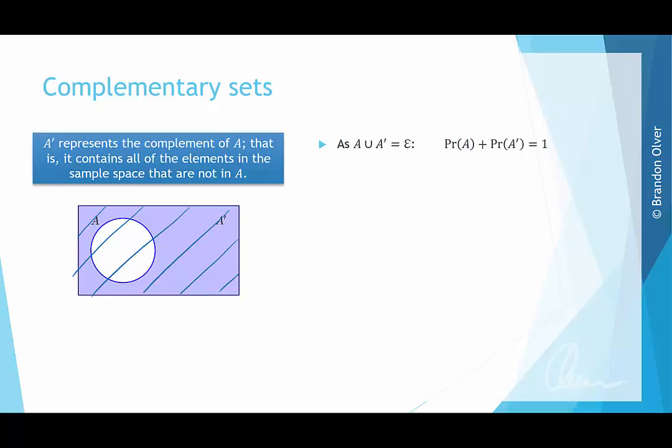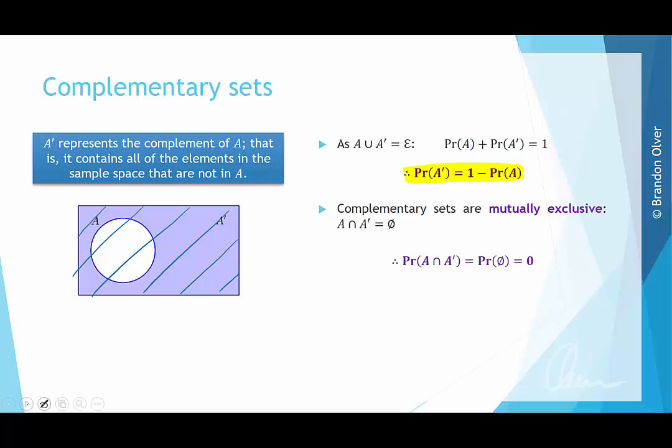We can say that the probability of A plus the probability of the complement of A is equal to 1. And this gives rise to a really, really useful formula: the probability of the complement of A is equal to 1 minus the probability of A. Or you could even say the probability of A is equal to 1 minus the probability of the complement of A. Whatever way you want to think about that. Complementary sets are also mutually exclusive. So that means that A intersecting A dash is the null set. Because of that, we know that the probability of A intersecting A dash is going to be equal to 0.